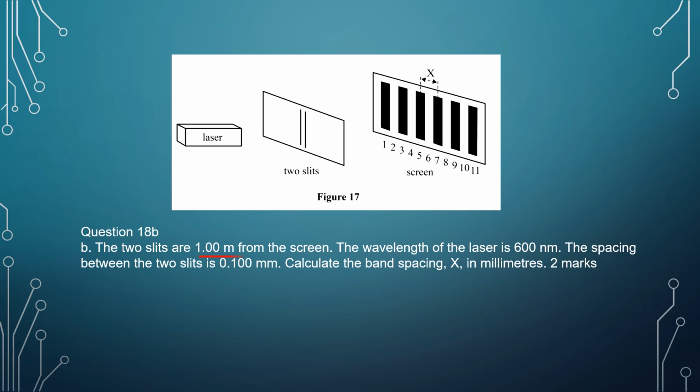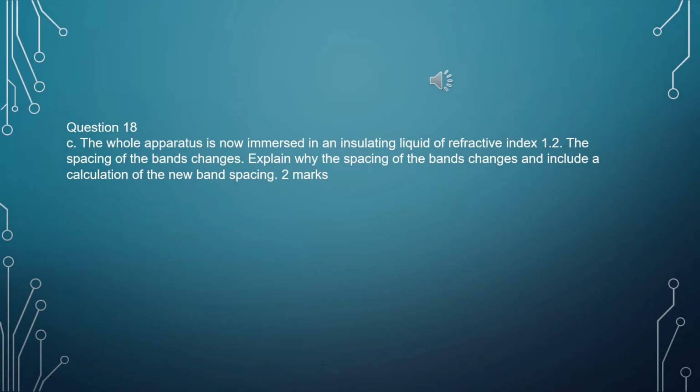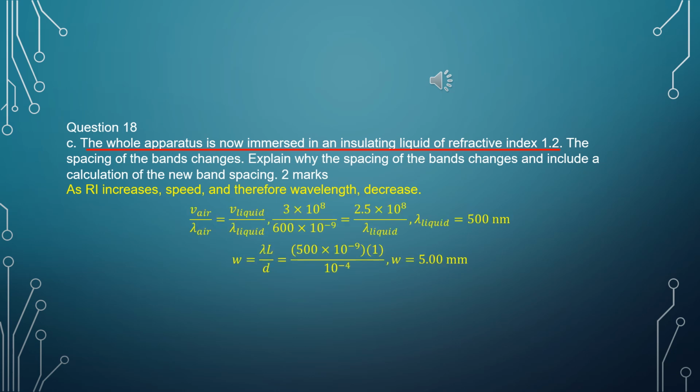It is an experiment of double-slit interference. We know the spacing of two slits, the distance between the slit and screen, and the wavelength, then calculate the band spacing step by step. When the whole apparatus is immersed in an insulating liquid, the wavelength will decrease because the refractive index increases. We first calculate the wavelength of light, then the spacing of bands.